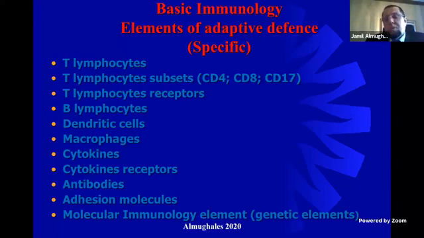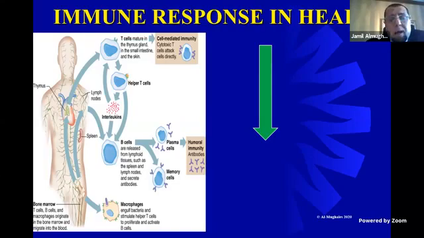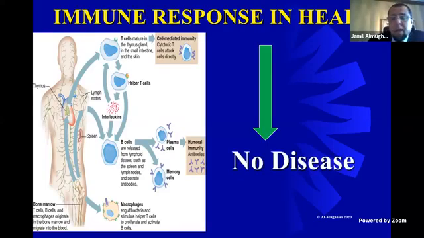We cannot go into details to describe all these functions. This is only a tool for the defense system. As you can see in this slide, this is the immune system. If we have a good immune system, anybody of us, in health, we should not have any disease. If you have a very good immune system, as you can see here, you have so many cells, so many lymphoid organs, so many networks.